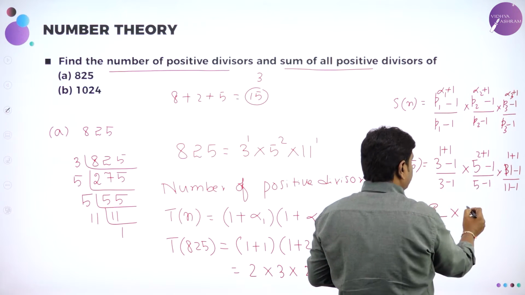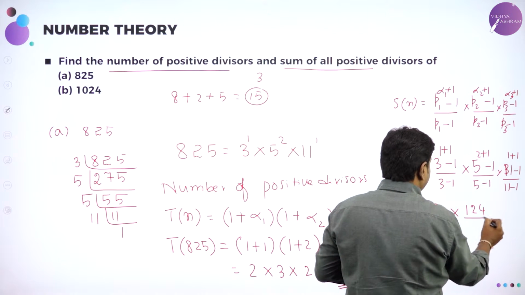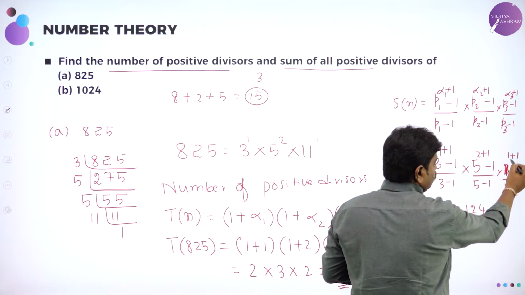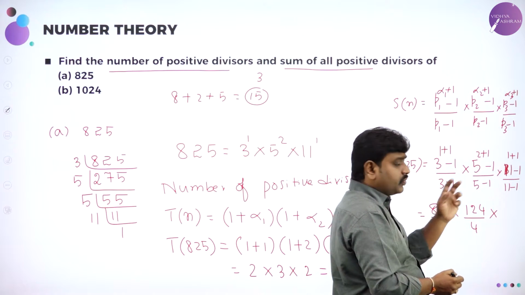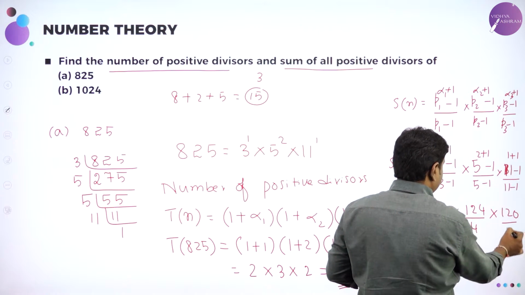5 cube is 125, minus 1. That will become 124 divided by 4, into 11 square. 1 plus 1 is 2, 11 square is 121, minus 1. That will become 120 divided by 11 minus 1, which is 10.